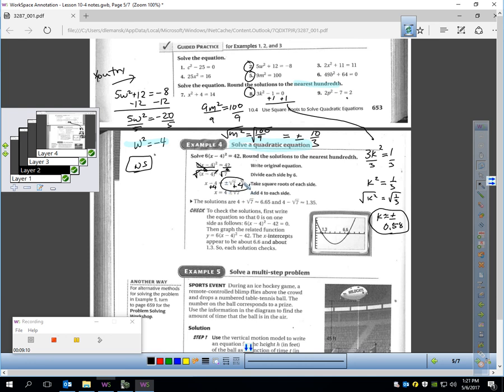Let me write them down over here. I would be getting positive square root of 7 plus 4. And you can see that would equal about 6.65. But then I would also get negative square root of 7 plus 4. And when you put that in your calculator, you'd get about 1.35. So this using square roots technique also works nice on problems that have that format. Okay?